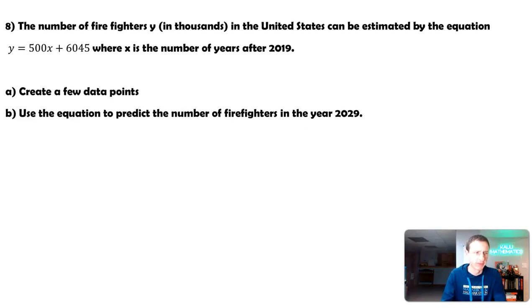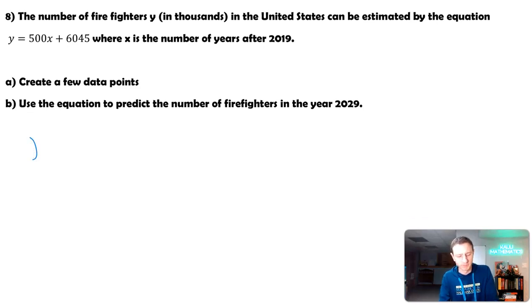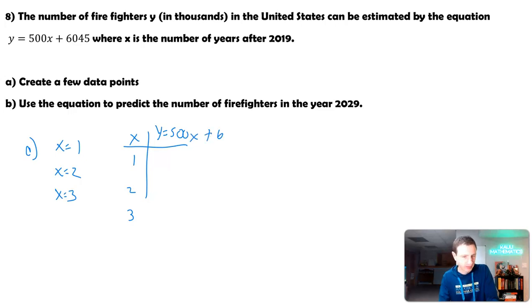So if we were going to graph this, we want to create a couple of data points here. So the years after 2019, we could just say x equals 1. That'd be 1 year after 2019. We could say x equal to 2, 2 years after 2019, x equal to 3, 3 years after 2019, and then we would just take those values and plug them in. So x equals 1, 2, and 3, and that would be y equals 500x plus 6045.